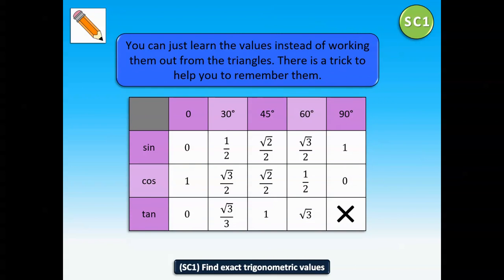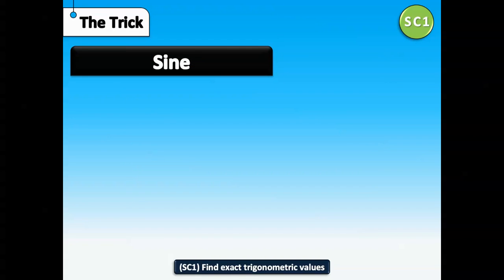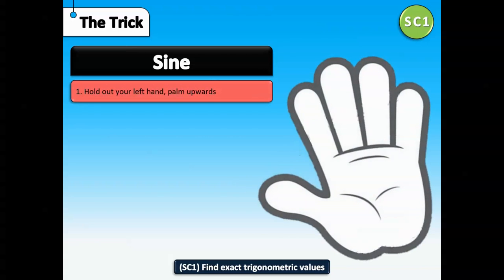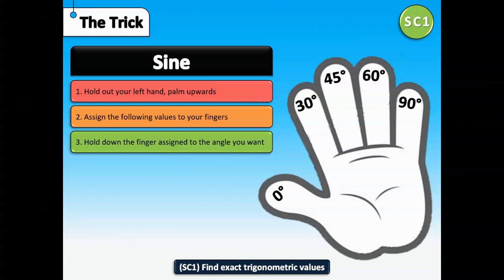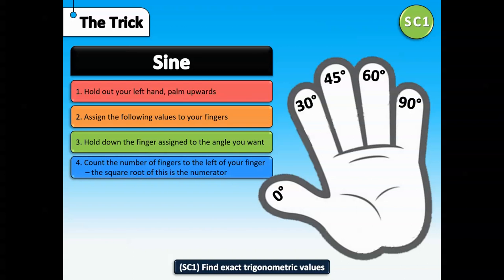So here are all the exact trig values that you need to be able to remember. There is a trick that you can use to help you remember them. So for sine, if you hold out your left hand, palm upwards, assign the following values to your fingers. Hold down a finger assigned to the angle you want. Count the number of fingers to the left of your finger that you've held down. The square root of this is the numerator, and you divide it by 2.